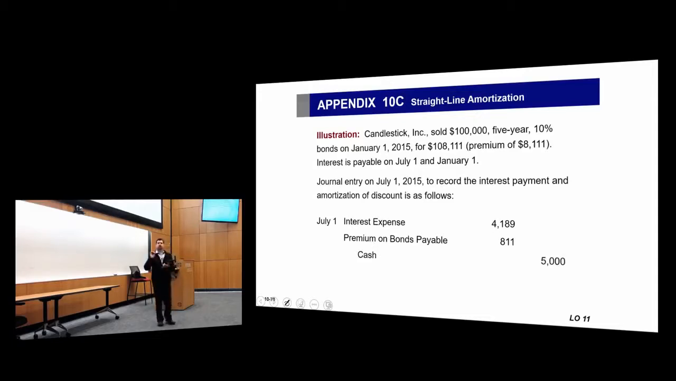Cash will be credited 5,000, regardless of whether we are amortizing a discount or a premium. This is the amount of cash paid. It depends on the face value and the contractual interest rate. It has nothing to do with the premium or discount. That's the amount of cash paid.